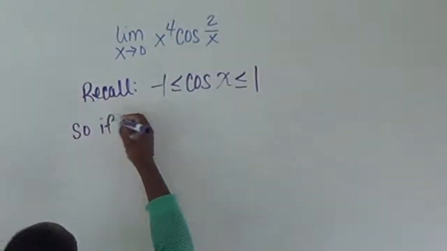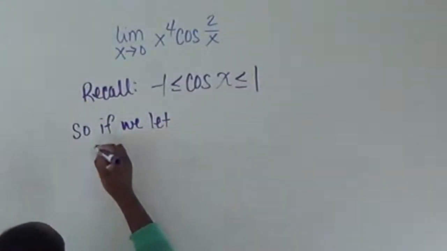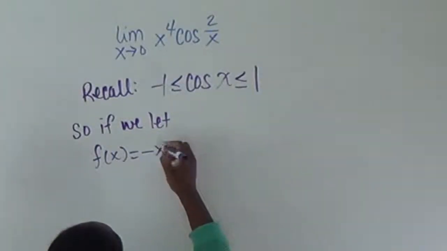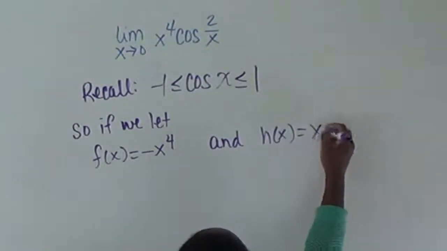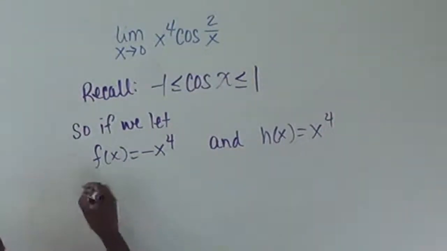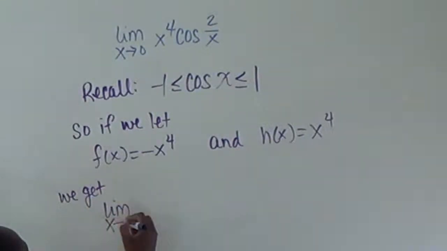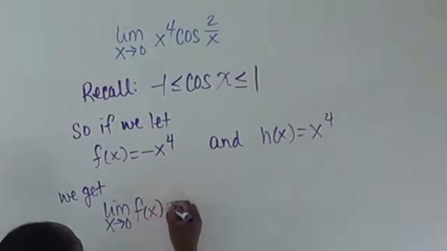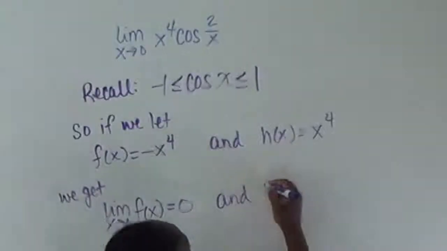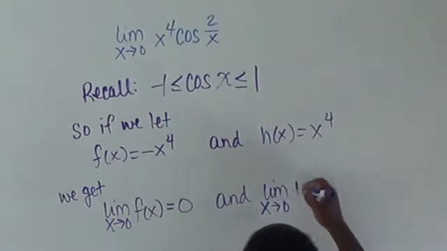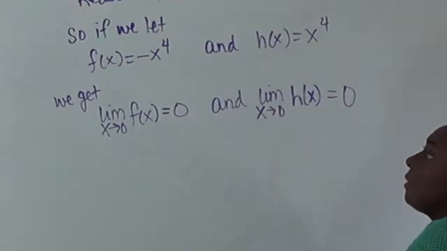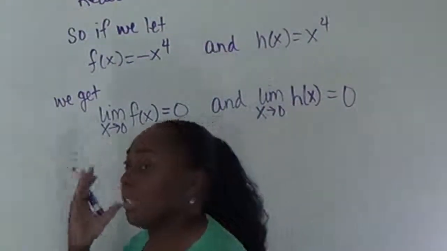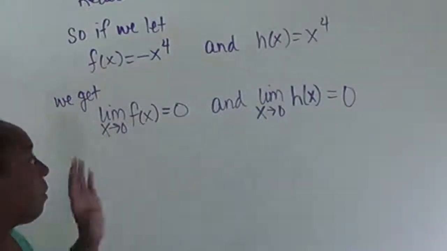So, if we let f of x equal negative x to the fourth, and h of x equal positive x to the fourth, we can see that the limit as x goes to 0 of f of x is going to be 0, and the limit as x goes to 0 of h of x is also going to be 0. Okay?